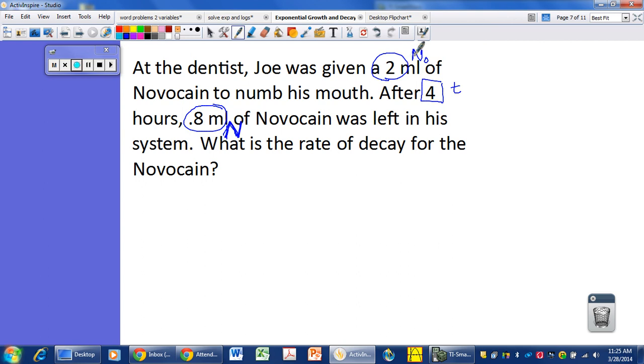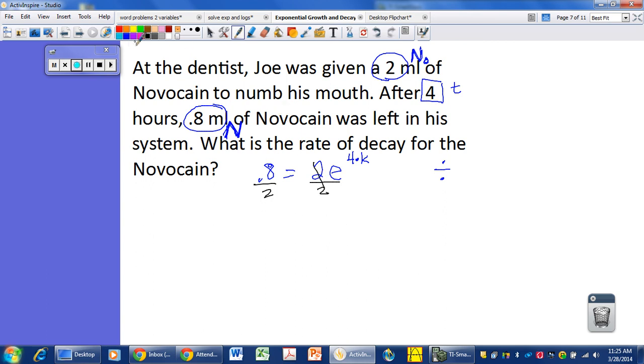This is n sub 0, some future amount. So we plug these into our equations. We have 0.8 equals 2e to the 4 times k. In this case, we want to figure out what k is, the rate of decay. So our 3 steps for solving any exponential. First step is to divide. So we'll divide both sides by 2.